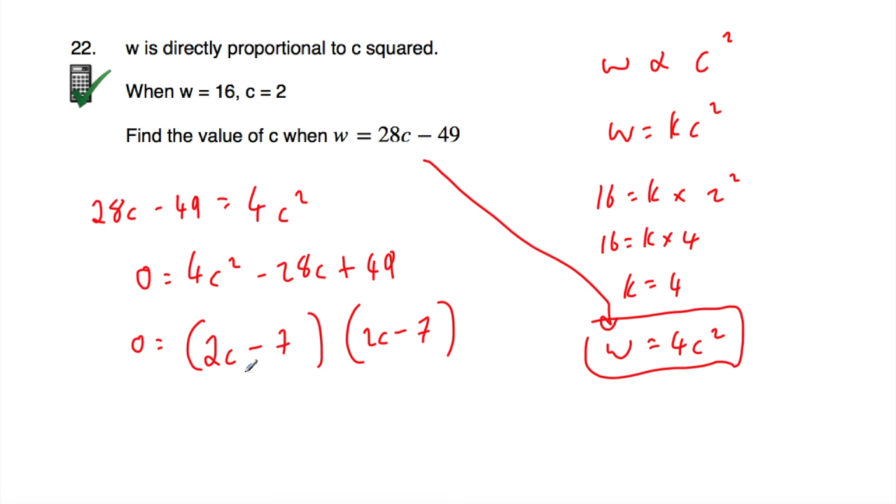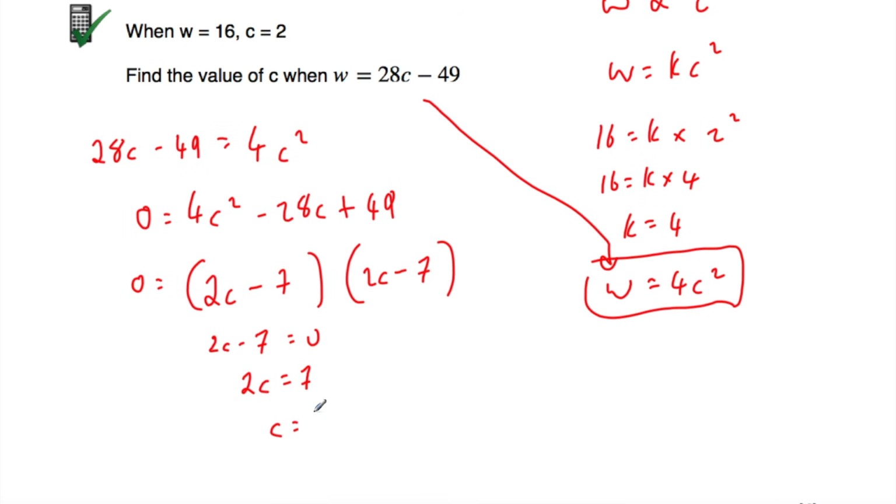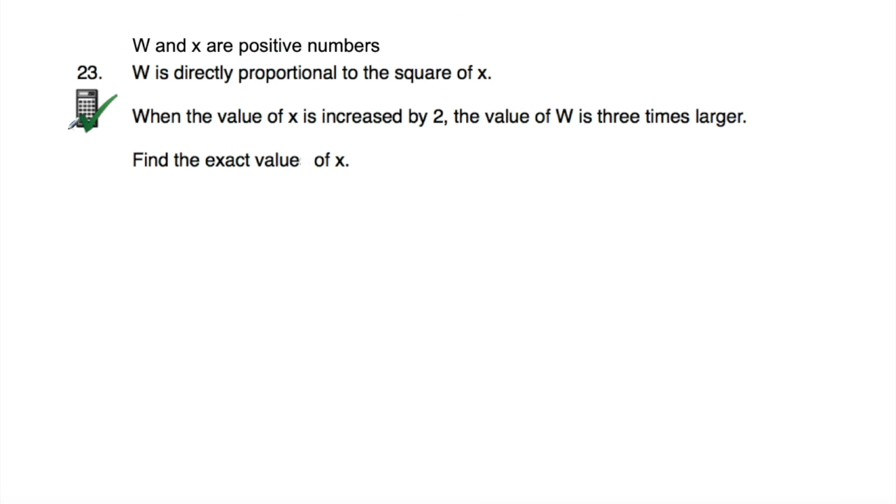So that means if we solve this, we've got 2c minus 7 is equal to 0. Adding 7 to both sides gives us 2c is equal to 7. Dividing by 2 gives us c is equal to 7 over 2. And that's it. So that's fantastic. We found the value of c. It's equal to 7 over 2 or 3.5. And that's it. Okay, let's have a look at our last question, question number 23.